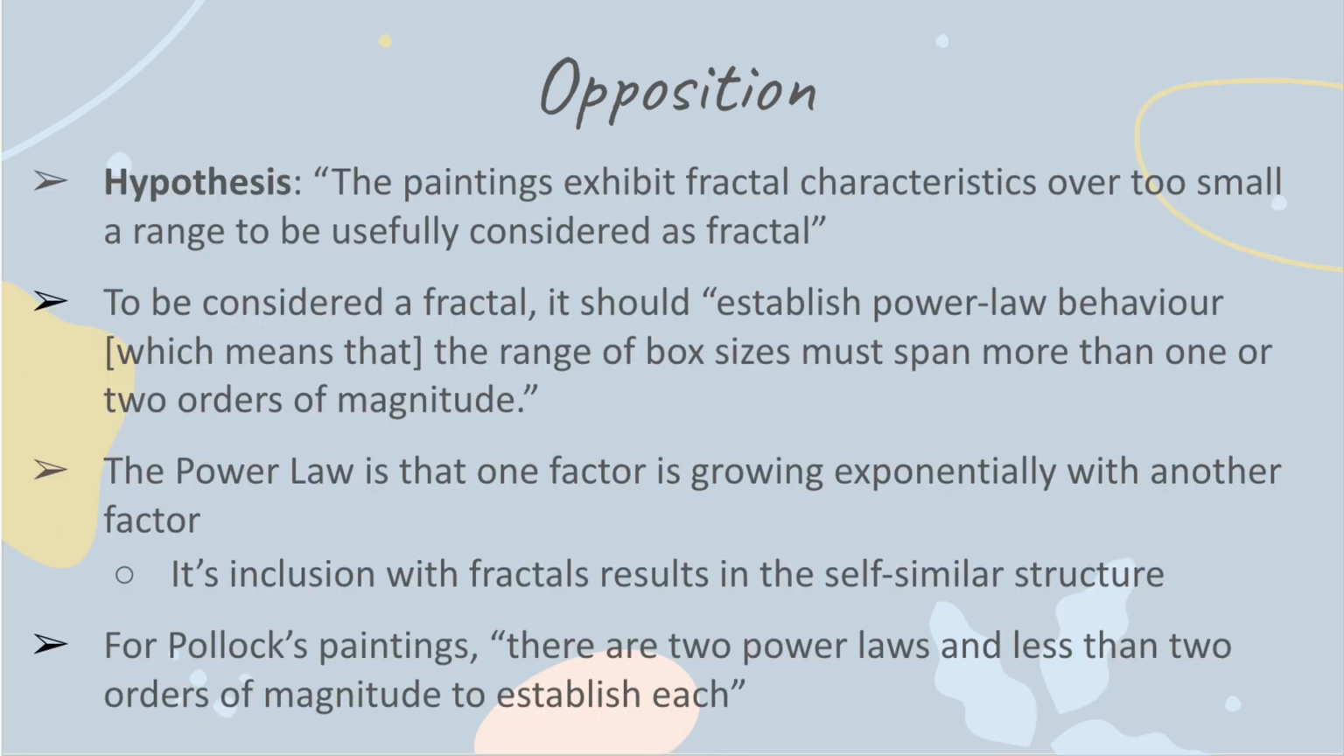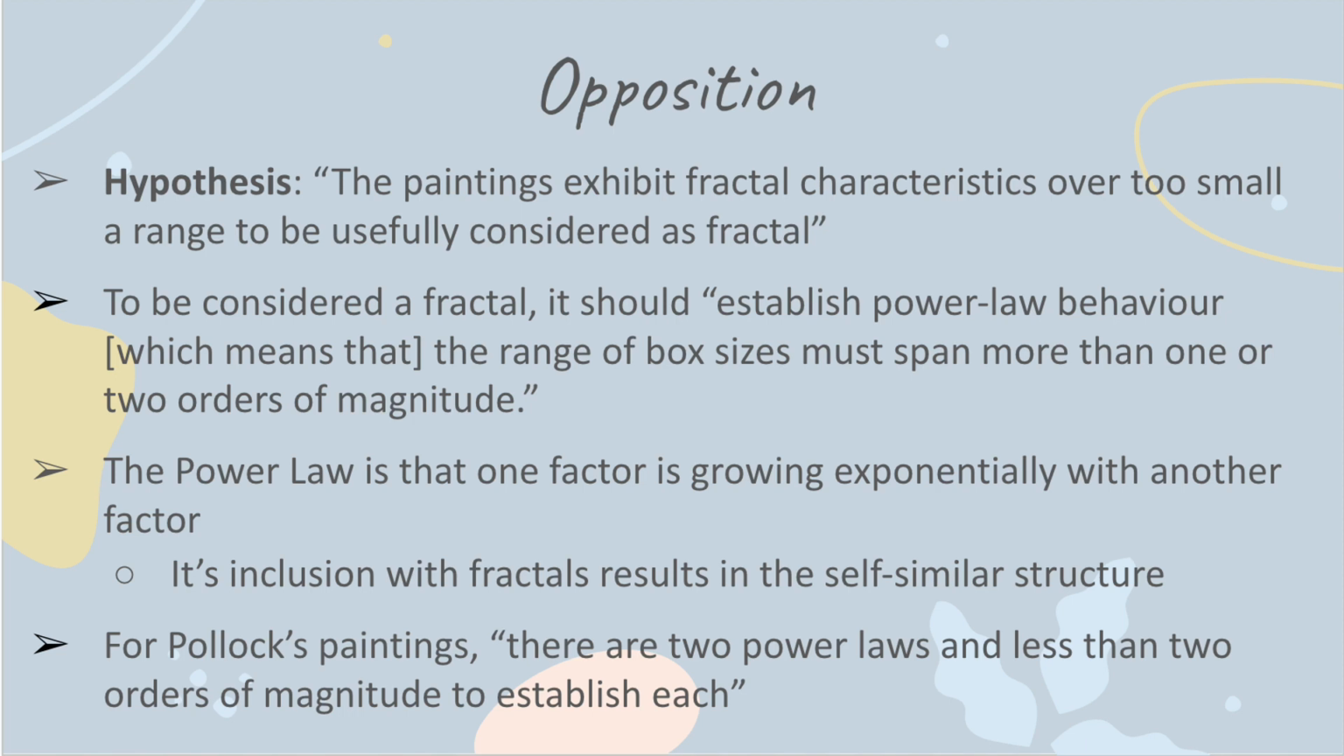So there have been oppositions and studies of his hypothesis, such as one article entitled Revisiting Pollock's Drip Paintings, where 4 academics refuted the belief that his paintings contained fractals. Their theory was that drip paintings that do seem to have fractal characteristics only occur over a small range, and that could easily be attributed to chance.